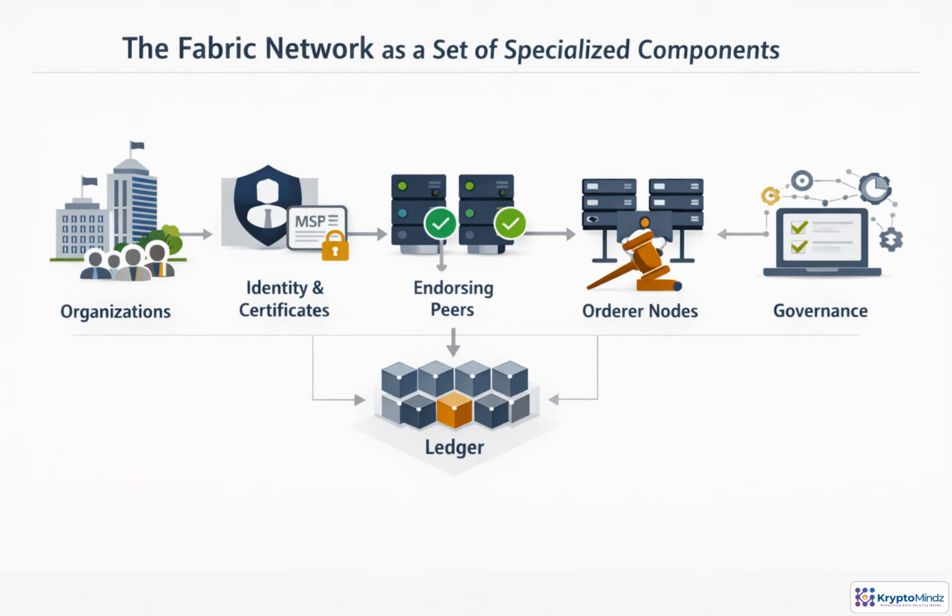A Fabric network works because each component has a clear role. Organizations bring participants and define trust boundaries. Certificate authorities and MSPs establish identity. Peers run smart contracts, endorse proposed transactions, and maintain ledgers. Orderer nodes create a shared transaction sequence so peers can commit consistently. Governance policies connect these pieces by defining who can join, endorse, update configuration, and operate the network.